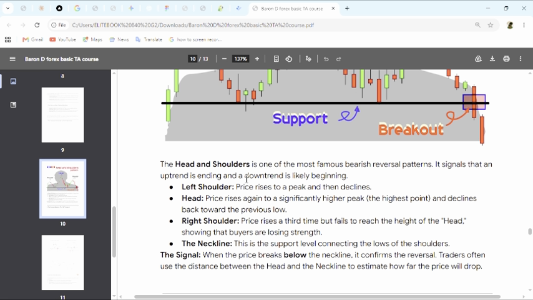It signals that an uptrend is ending and a downtrend is likely beginning. Left shoulder: price rises to a peak and then declines. Head: price rises again to a significantly higher peak, the highest point, and declines back toward the previous low. As I said before, right shoulder: price rises a third time but fails to reach the height of the head, showing that buyers are losing strength. The neckline is the support level connecting the lows of the shoulders, or the highs. It depends on how you place it.